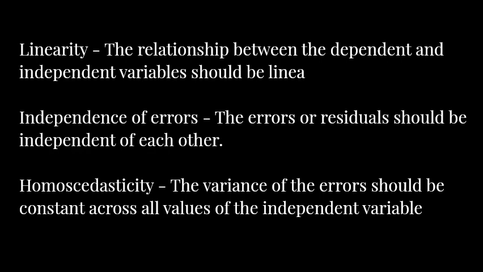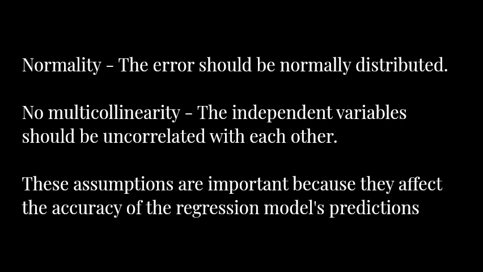Homoscedasticity. The variance of the errors should be constant across all values of the independent variables, which means that the spread of the residuals should not change as the independent variable changes. Normality. The errors should be normally distributed, which means that the distribution of the residuals should be symmetrical around 0. No multicollinearity. The independent variables should be uncorrelated with each other, which means that there should not be any perfect linear relationships between the independent variables.